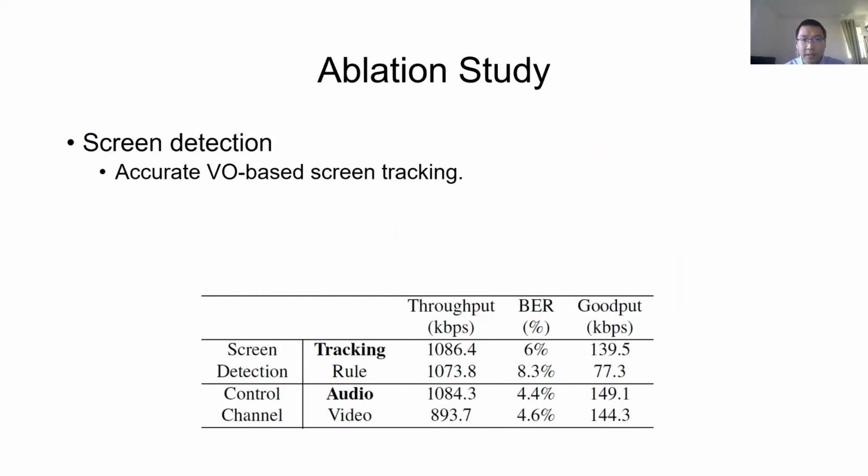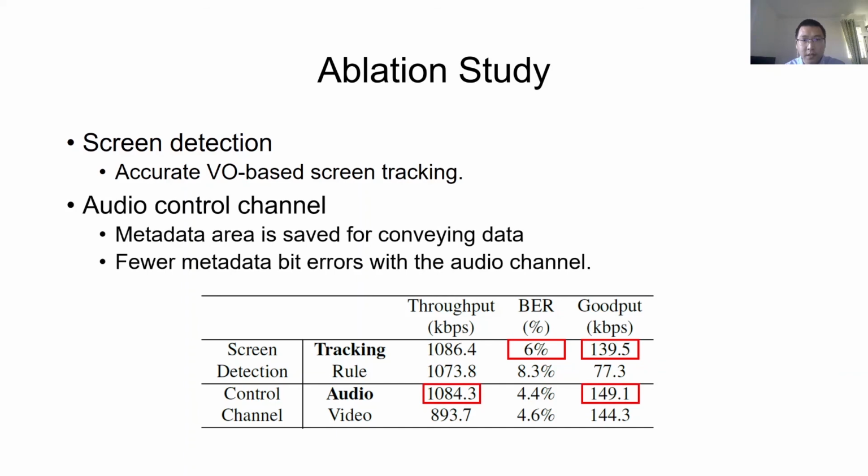We then conduct an ablation study. First, the VO-based screen detection achieves a lower BER and a much higher goodput than the rule-based one, thanks to more accurate screen tracking. And second, by embedding metadata in audio signals, a higher throughput and goodput are achieved, since more coding space in video frames is saved for embedding extra data, and the metadata is more reliably transmitted via the audio channel.